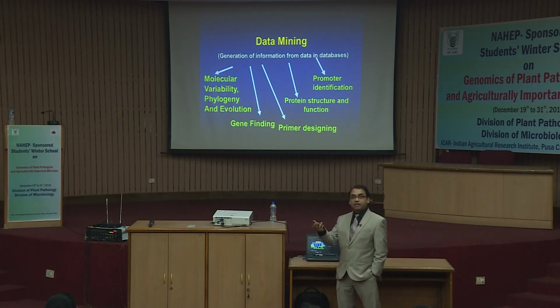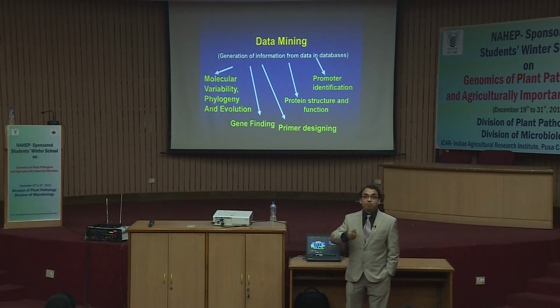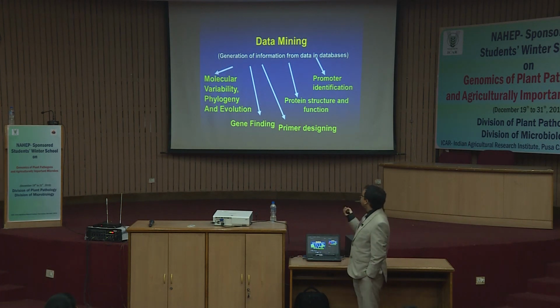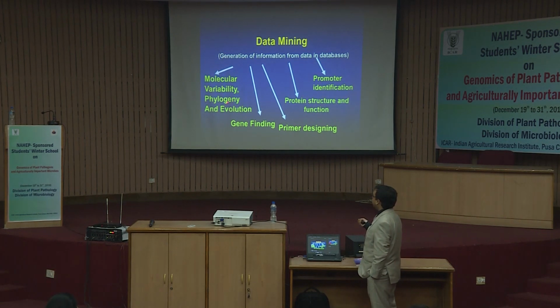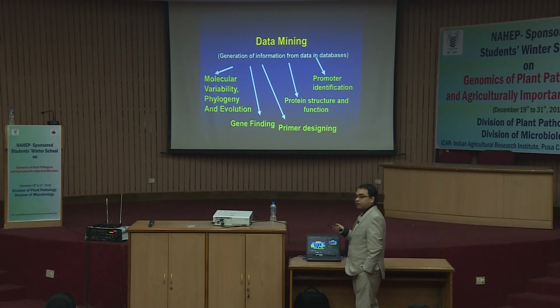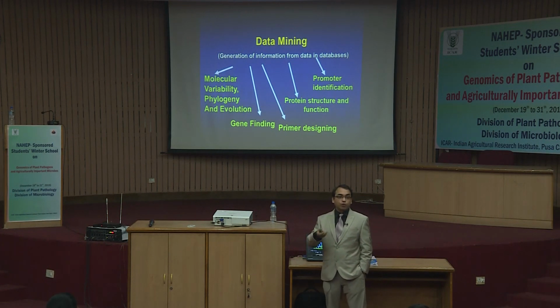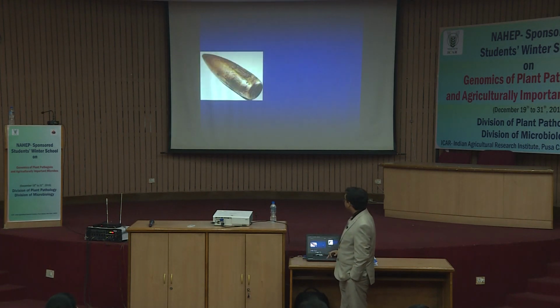So, sequence data is there. Now you want to generate the information from the data. For that you have to mine the data, and that is why it is called data mining. Data mining can be done in several ways. Today I am mainly focusing only on this aspect, molecular variability, phylogeny and evolution. Besides that, we can find out genes, primer designing, protein structure and function, promoter identification. These are other types of data mining which we can do from sequence data, but I will focus only on phylogeny and evolution.